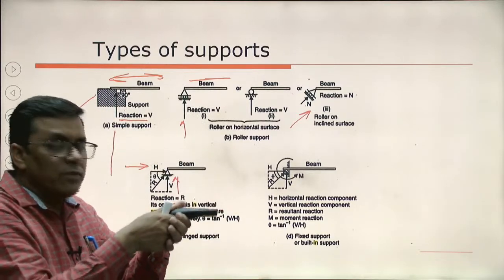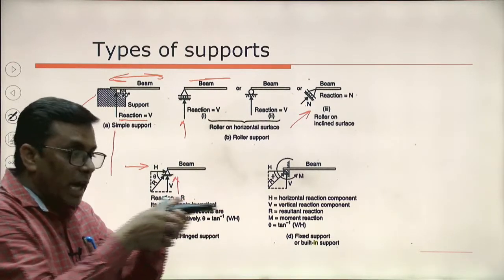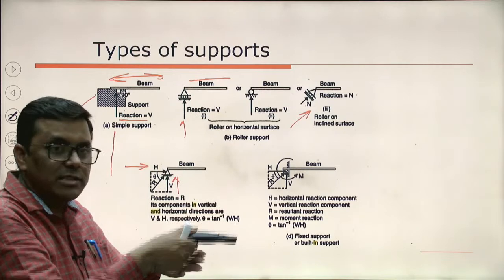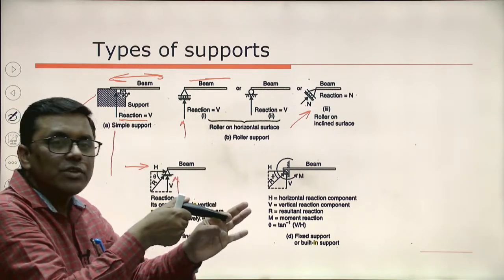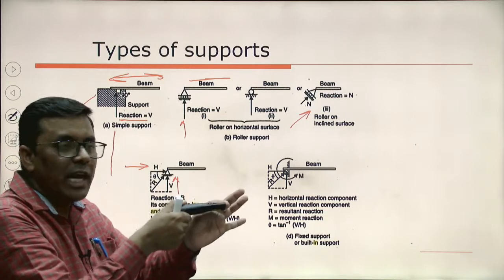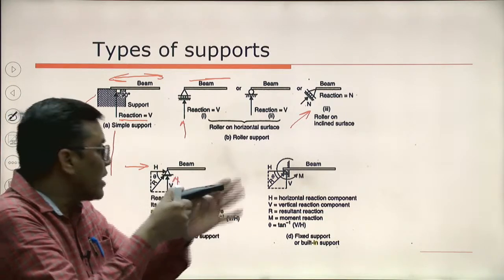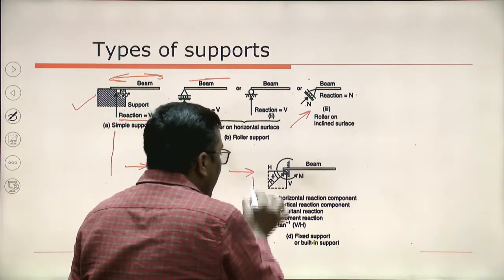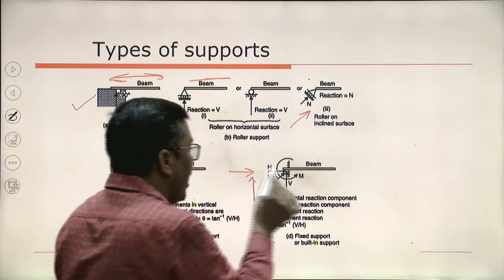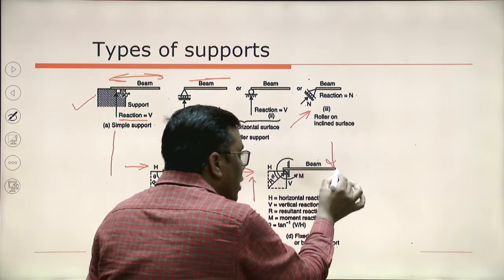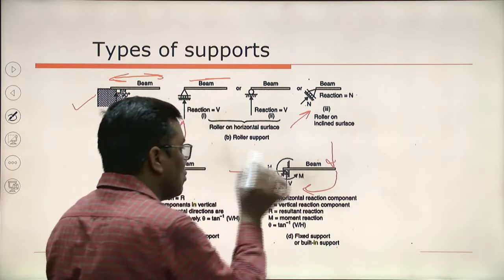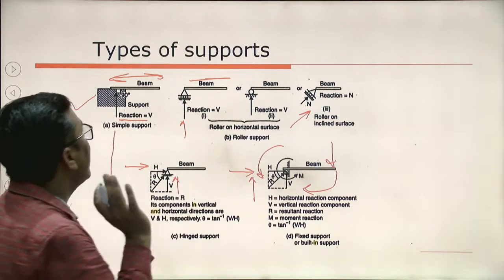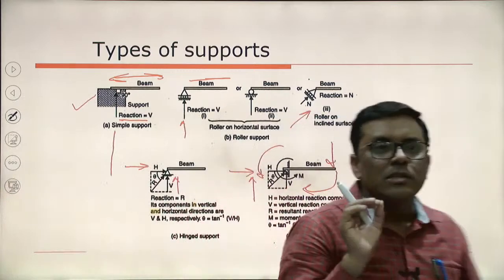As I told, it is the fixed one. So all three motions, either the translation in mutually perpendicular directions, in these two directions, or the rotation, are restricted. If the motion is restricted, obviously there will be some reaction. So one horizontal reaction, another vertical reaction, and because of the load, the rotational tendency of the beam will be like this. So against this, a reactive moment will be there. So these are the different types of supports and support reactions.